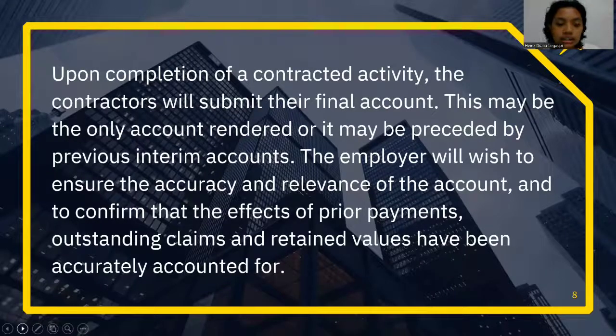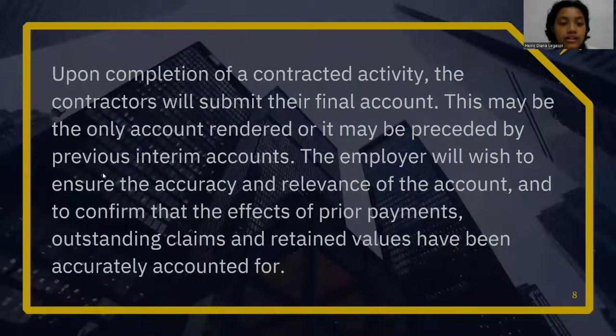So, in here, the contractors will deliver their final account following the conclusion of a contracted activity. This account might be the sole one rendered, or it might be followed by earlier interim accounts. The employer will want to validate that the consequences of earlier payments or unresolved claims and withheld assets have been appropriately accounted for, as well as the correctness and relevancy of the account.